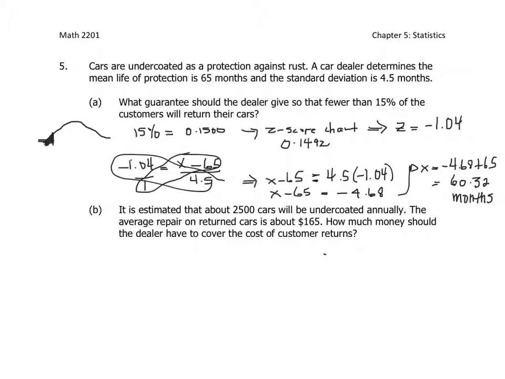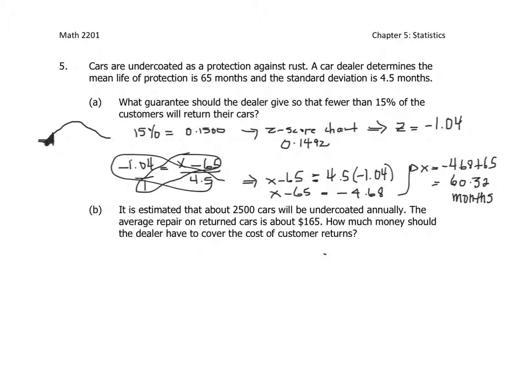So if you want to make sure that fewer than 15% of customers will return their cars, you have to make sure that it lasts 60 months, a guarantee that it would last 60 months. Okay, question B says it's estimated that about 2,500 cars will be undercoated annually. The average repair on return cars is about $165. How much money should the dealer have to cover the cost of customer returns?